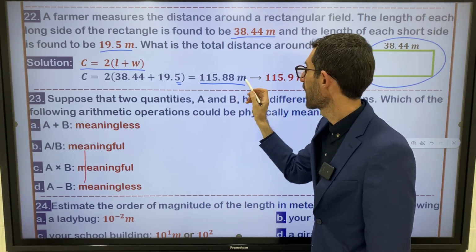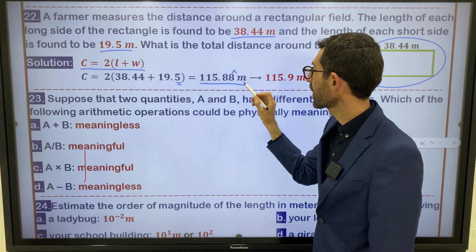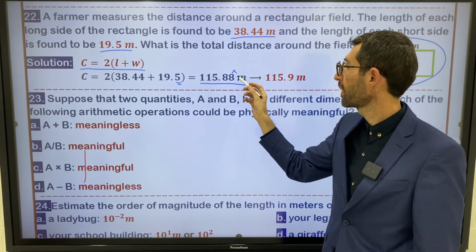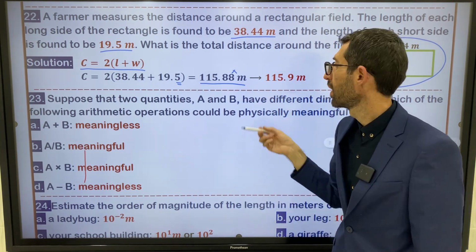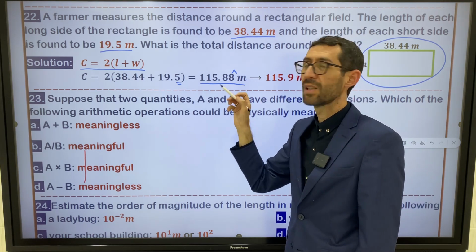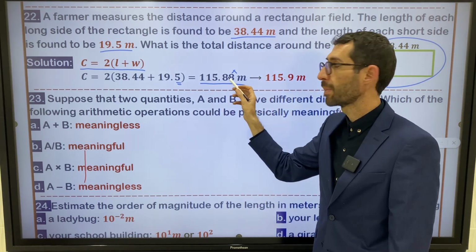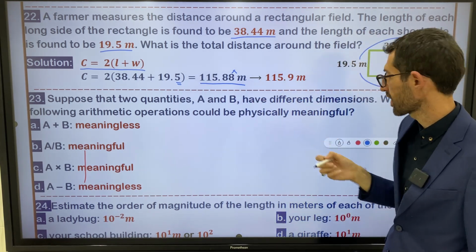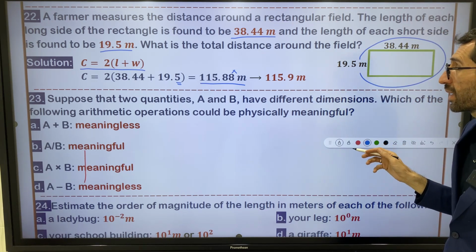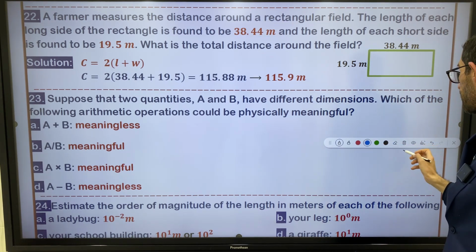That's why you drop this one, because we round up, the last digit is more than 4. You drop it and you add the number 1 to the penultimate digit. It will be 115.9 meters. That's it, right? Let's move on to another question.